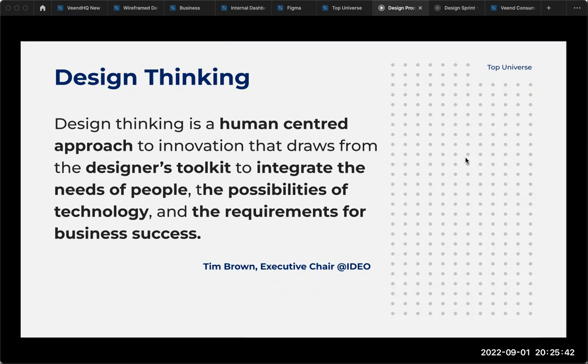Now, as a designer, talking about the designer's toolkit here is what you use to make what you are doing. For a designer, I use Figma, I use XD, I use Sketch and all that. So you're using a human-centered approach, drawn from your use of these tools, to integrate the needs of people. You're making use of Figma, XD, and Sketch to solve people's problems. That's what design thinking is trying to tell us. So it is a human-centered approach to innovation that draws from the designer's toolkit to integrate the needs of people, the possibilities of technology, and the requirements for business success.